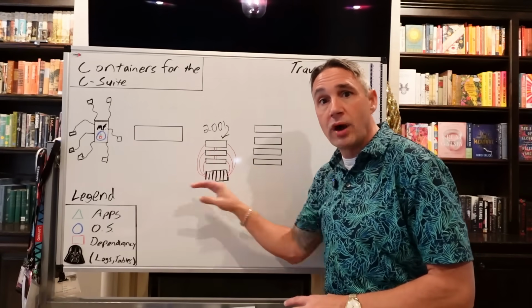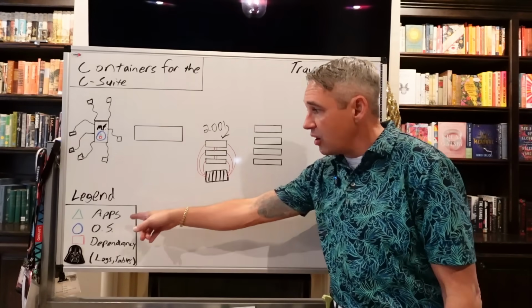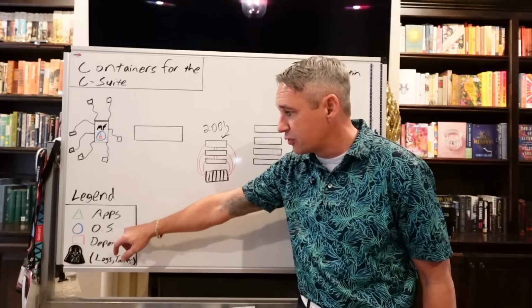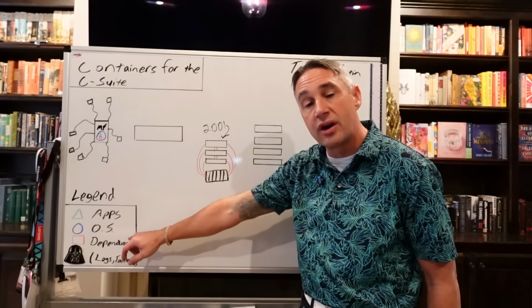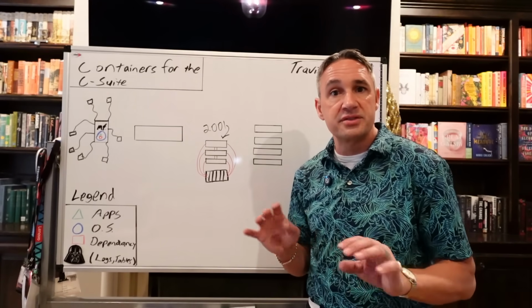So I drew a little bit on the whiteboard here in advance so I didn't have to draw it all out and take too much time. On the bottom, I got a legend. So we're going to draw triangles for apps, a circle for the OSs, and a red square for any of their dependencies like tables, log files, stuff like that.